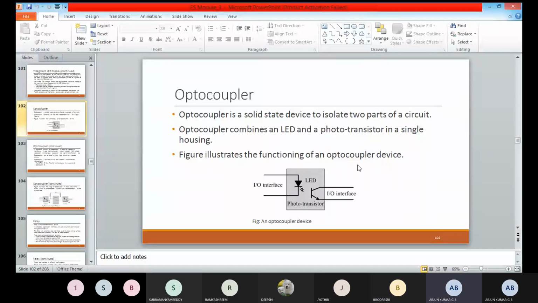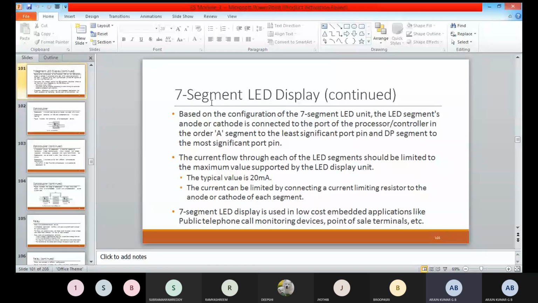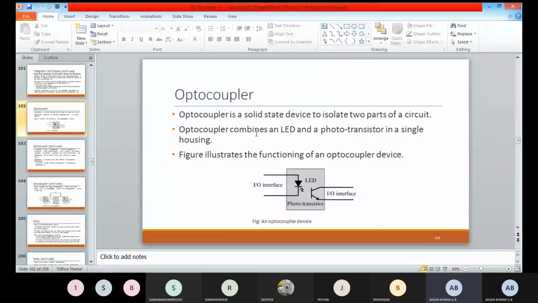That is one of your important output devices, a 7-segment LCD display. The next important output device is the optocoupler. This is an optocoupler. It is also a solid state device, used to isolate two parts of the circuit.